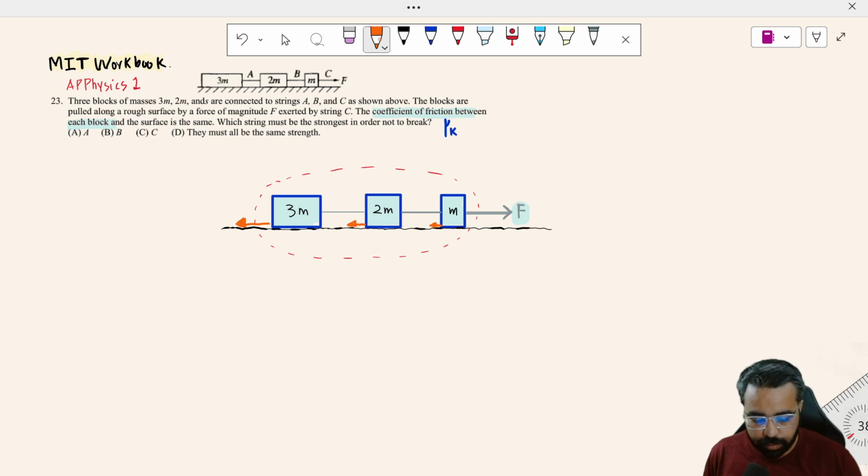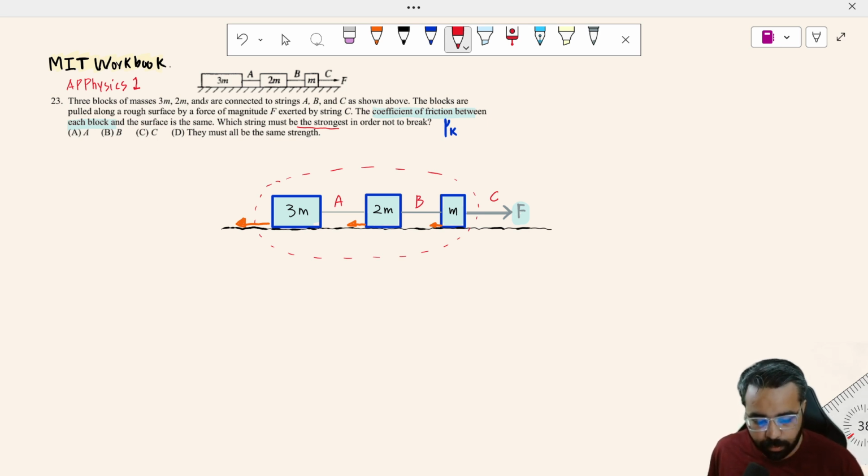In this question, you have to find out which string must be strongest. There are three strings, string A, B and C. Which one will be the strongest? I will give you two solutions. One is conceptual, but the other is also a very worthwhile mathematical explanation. So don't skip the video.